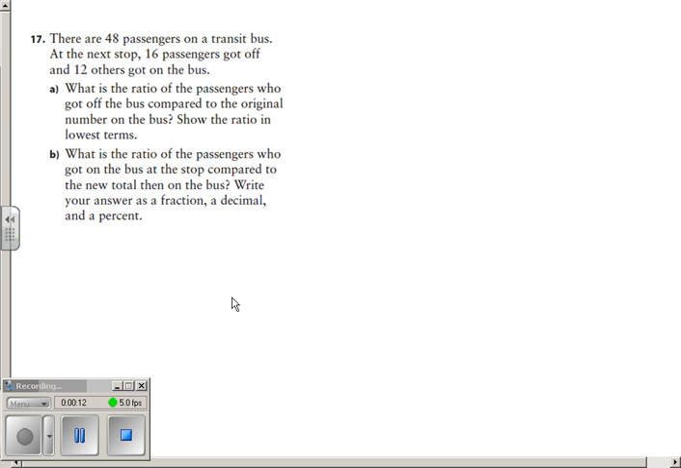It says, what is the ratio of the passengers who got off the bus, which is right here, 16 passengers who got off the bus, compared to the original number on the bus? Well, the original number on the bus is right here. So we're going to write this in word form so you don't get confused: passengers who got off versus original passengers, which is the total number. So original total.